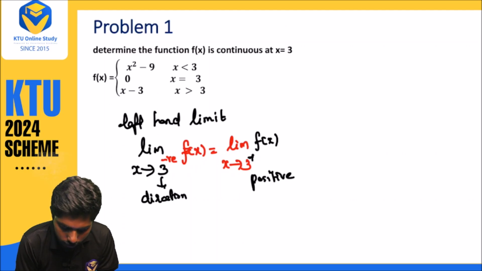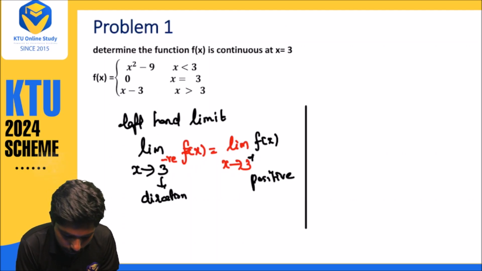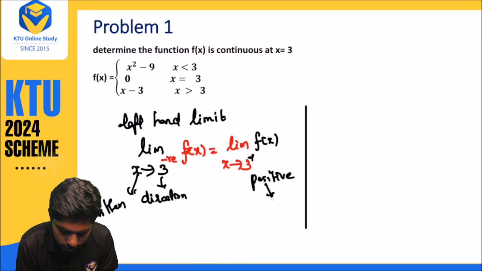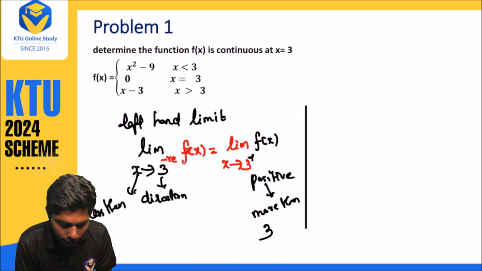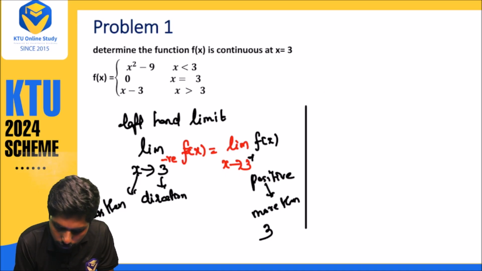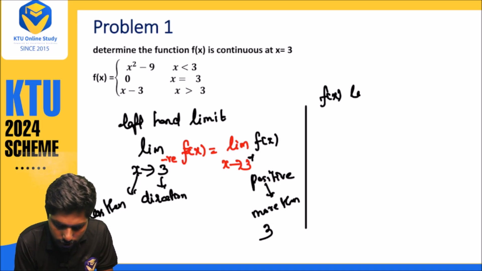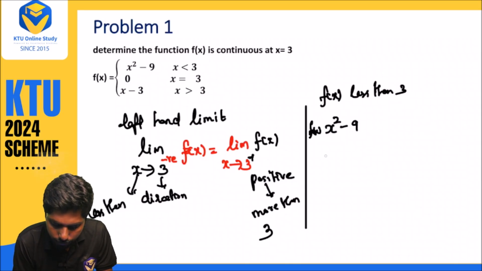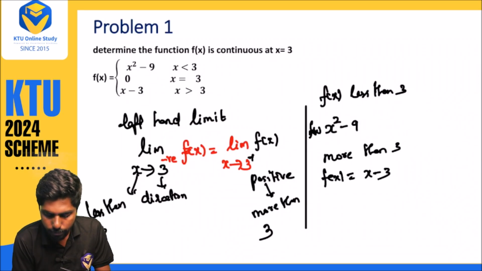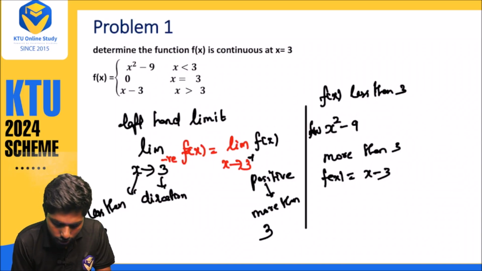So what will happen? Here it is indicating less than 3, and here they are saying more than 3. So what is our f of x value in less than 3? They have given x square minus 9. So this is our f of x. And in more than 3, f of x is x minus 3. So just substitute in the formula.